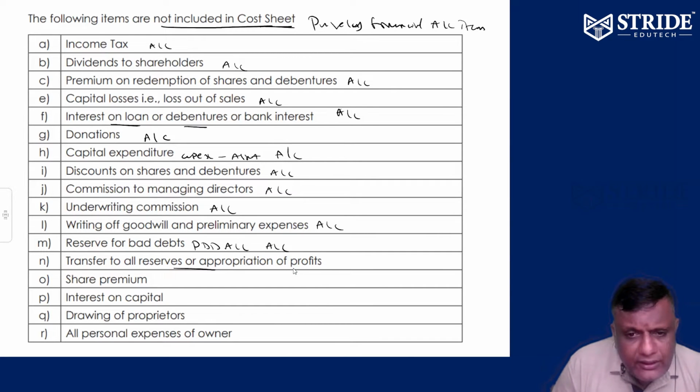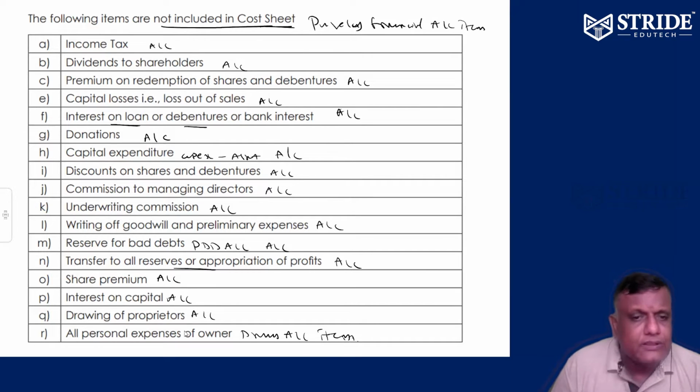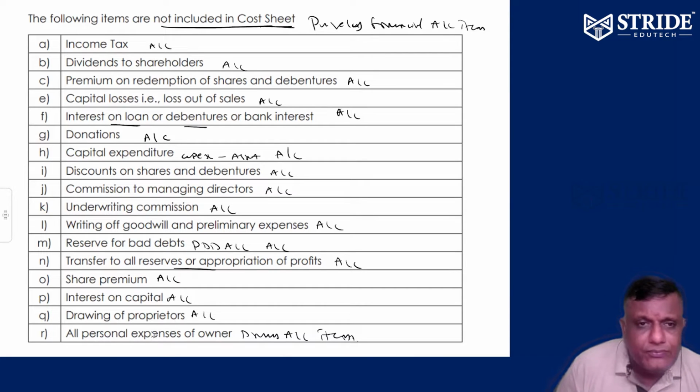Any amount transferred to general reserve, accounts item. Security premium, accounts item. Internal capital, accounts item. The proprietor's drawings, accounts item. All drawings by the proprietor, accounts item. So they are all accounts items. That's it. They are not part of the cost sheet.